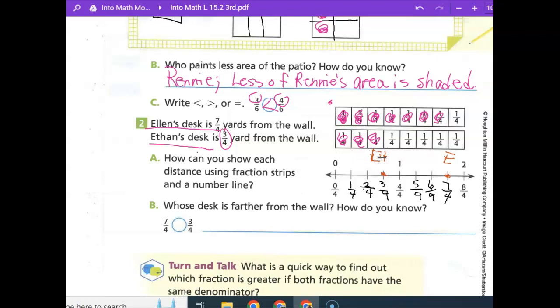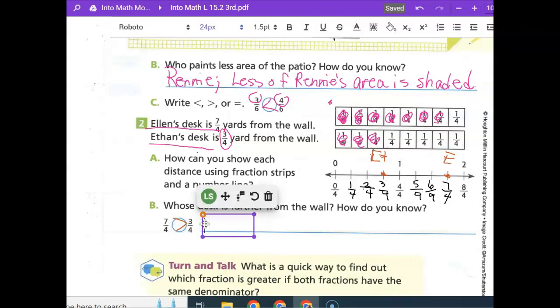Whose desk is farther from the wall? And how do you know? Well, we know that 7 fourths is further from the 0 point on our number line, so it is greater than 3 fourths.